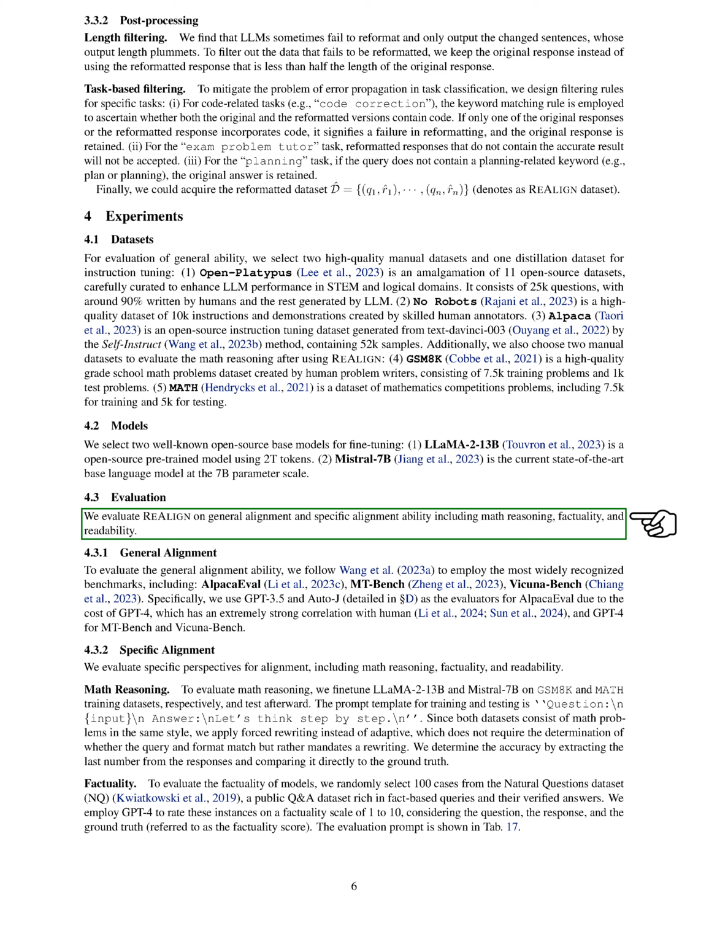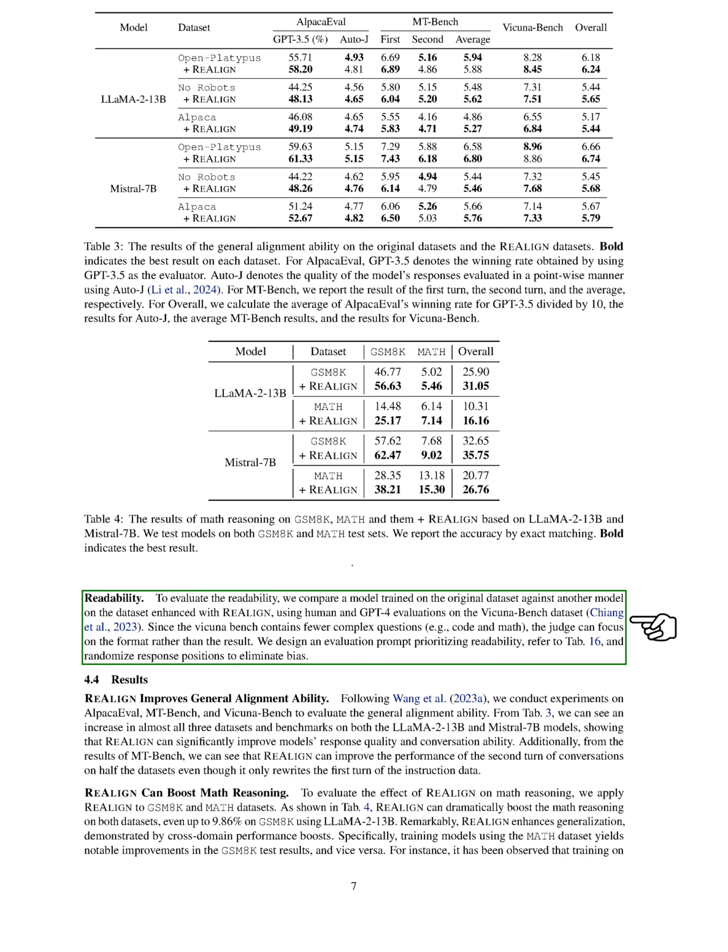Section: Readability. In this section, we delve into the evaluation of readability by contrasting a model trained on the original dataset with another model that has been enhanced with REALIGN. We utilize both human and GPT-4 evaluations on the Vicuna Bench dataset for this purpose. The Vicuna Bench dataset is particularly suitable for this comparison because it contains fewer complex questions, such as those involving code and math, allowing the evaluators to concentrate more on the format than the content.